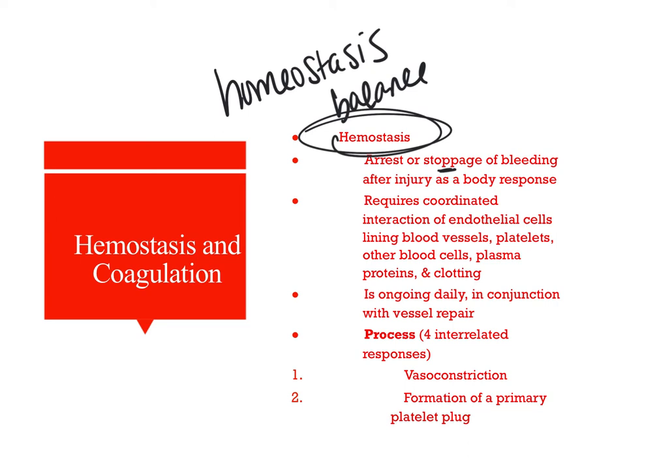All right, you do need to know that the process of hemostasis comes in 4 parts. The first part is vasoconstriction. Okay, that is the first part. That is where the blood vessels shrink to slow the flow of blood through, not stop it, but to slow it down so that there's less blood loss. Okay, and then you get the primary platelet plug.